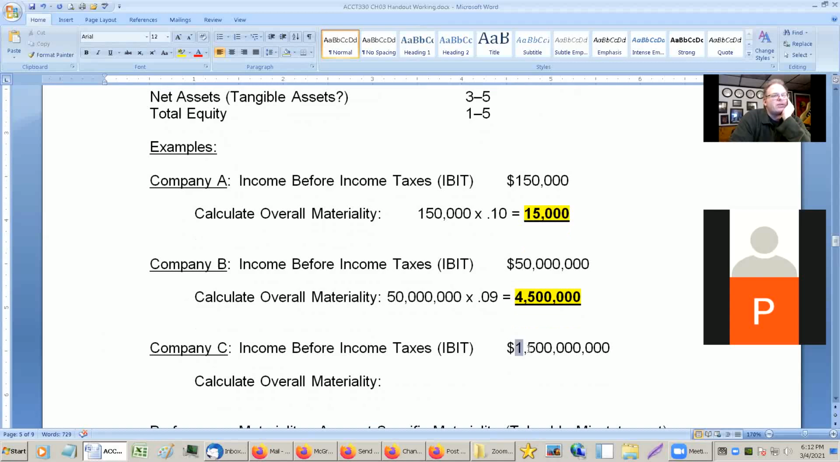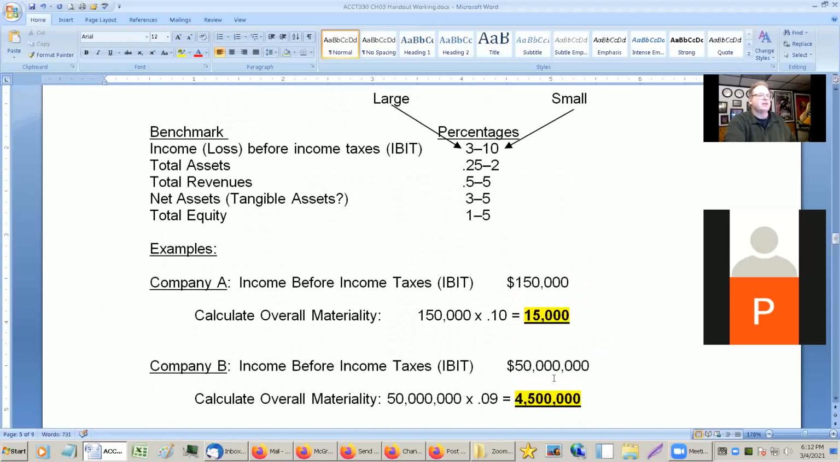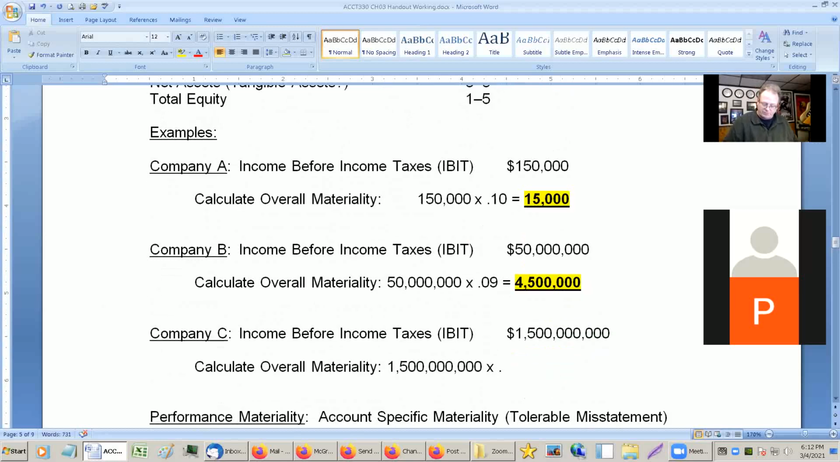Okay, coming down here, now this one is clearly a big company. Anytime you talk about billions in income, you're talking about some of the biggest companies in the world. So this one we would definitely use, say, 3%. What is that? $45 million. Oh, that's not. Got some of those zeros.